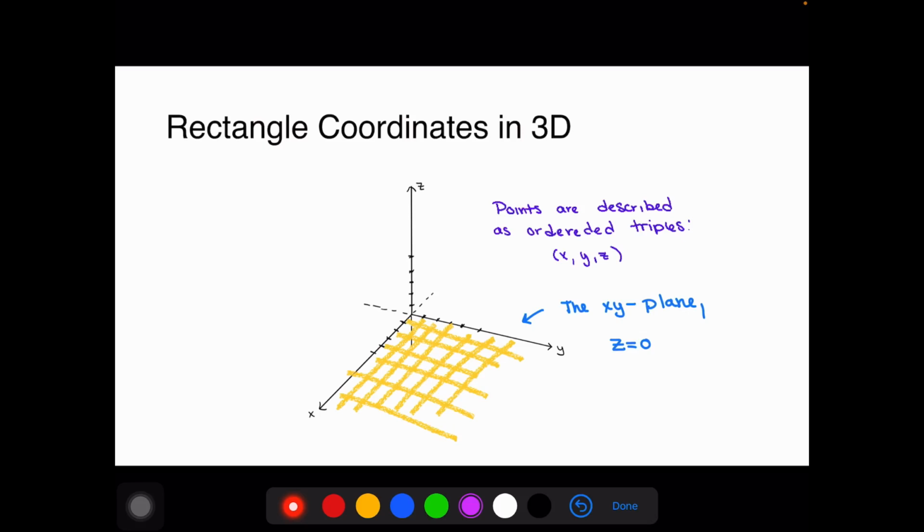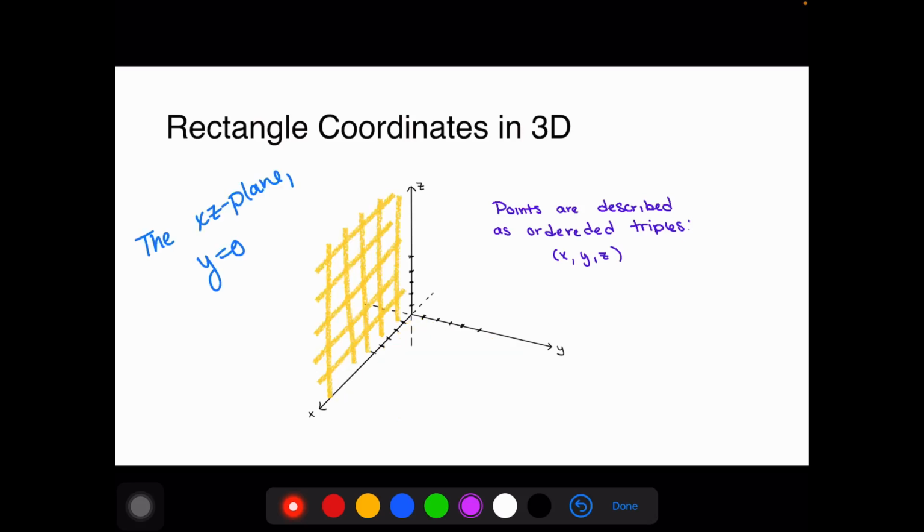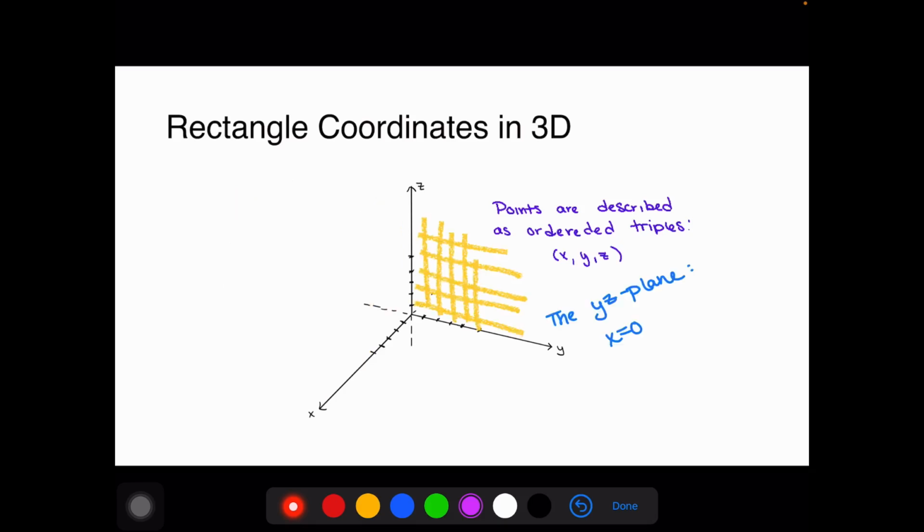What I've tried to shade in yellow is called the xy plane. That's a place where z is always equal to 0. Or we could say that's the plane z equals 0. We might also talk about what we call the xz plane. So that's a place where the y values are always 0, or the plane y equals 0. And then finally we've got the yz plane, which is where x equals 0. Sometimes these are called our coordinate planes, connecting the axes.